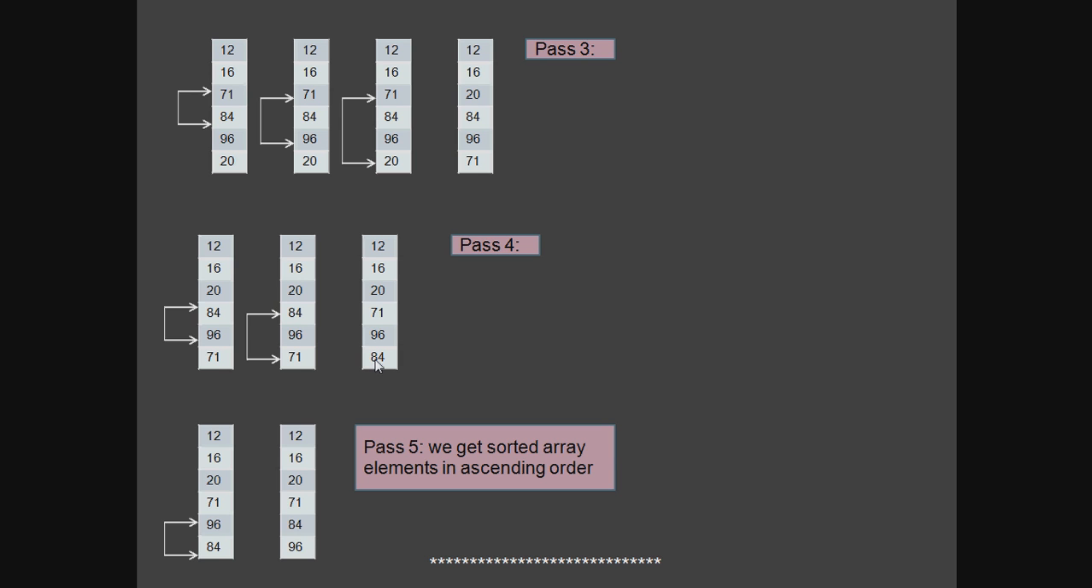What you'll also observe is that the number of passes is one less than the number of array elements. Here we have 6 array elements, but the passes, as you can see, go from 1 to 5. So we have 5 passes. At the end of the last pass, we will get the full array sorted in ascending order.